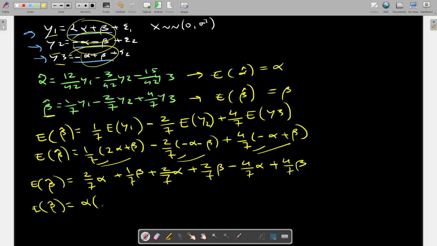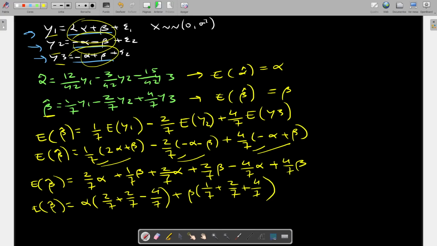So alpha, what do we have? We have 2 divided by 7, plus 2 divided by 7, minus 4 divided by 7. This is the first one. And the second one, we have beta. Again, rearrange the terms. So 1/7, we have 2 divided by 7, and the third one, we have 4 divided by 7.